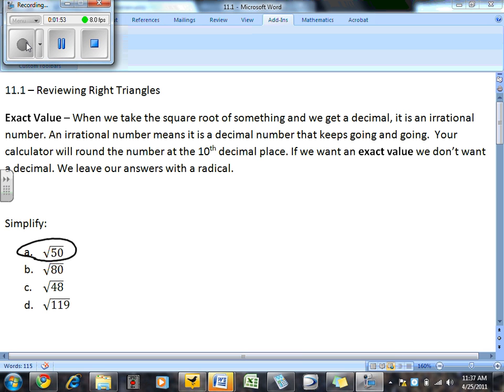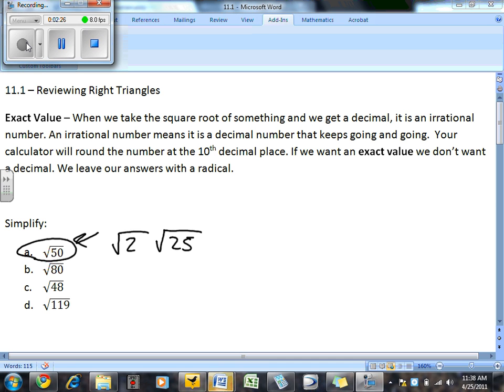So I want to figure out: is there a perfect square that goes into 50 evenly? Well, 4 doesn't go into it, 9 doesn't go into it, 16 doesn't go into it, but 25 does. I can take 25 times 2. The thing about radicals is that as long as two numbers are both in a radical, we can multiply them. So the square root of 2 times the square root of 25 is the square root of 50. You can check that yourself on your calculator. You're going to get the same thing.